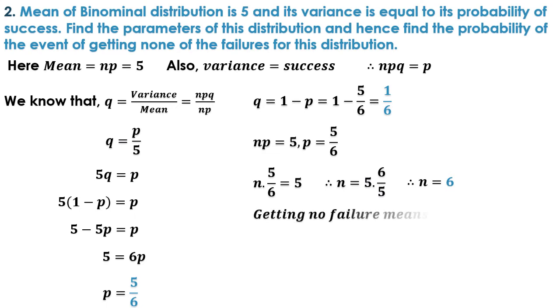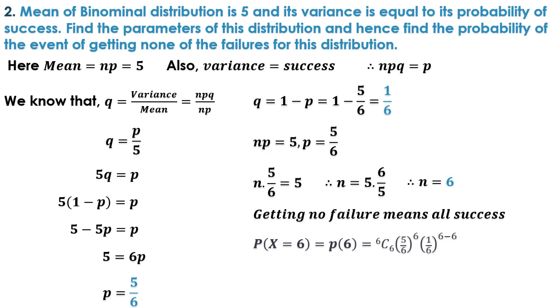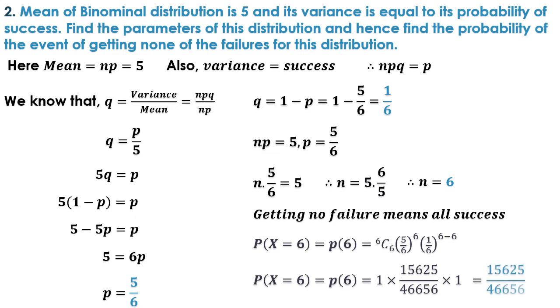Now I need all the successes because I don't have any failures. So all the success means N is equal to 6. So X will also be 6. 6C6, 5 upon 6 raised to 6, 1 upon 6 raised to 6 minus 6. Now 6C6 is 1, 5 upon 6 raised to 6 is 15,625 upon 46,656, and 6 minus 6 is 0. So 1 upon 6 raised to 0 is 1. So your final answer will be 15,625 divided by 46,656.